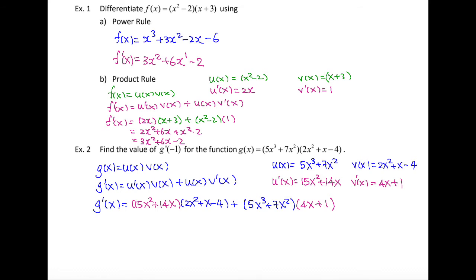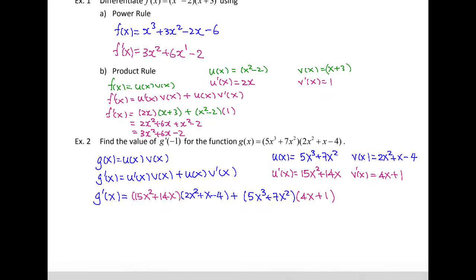Since this question is asking for g prime at -1, that means they only want to find the value of the slope when x equals -1. They didn't ask for g prime x. Then we don't need to simplify it, so we can just substitute -1 into the x to find the slope of a tangent. Now we substitute -1 into the x.